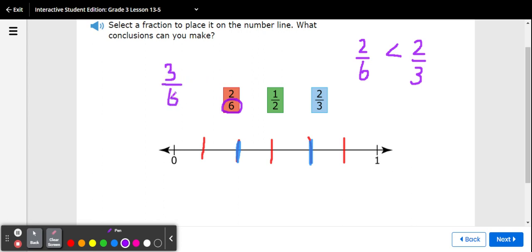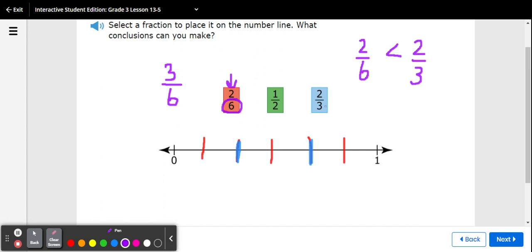So if I had 3/6, that would be half of them. Well, since here it shows me that we only have 2 of them, then I know that it's going to be smaller than 1/2. And if I come over here and look at my 2/3, I see that I have 2 of my 3 parts.